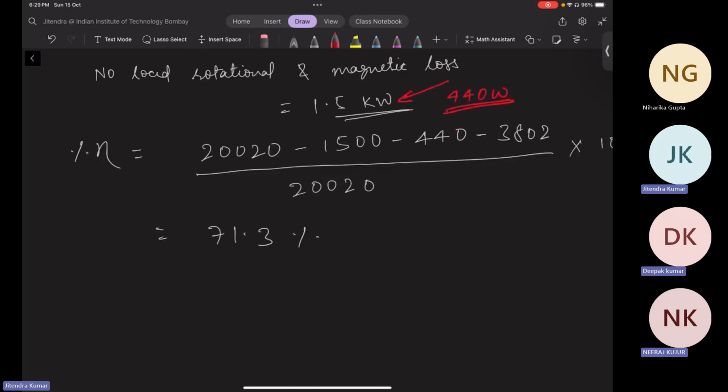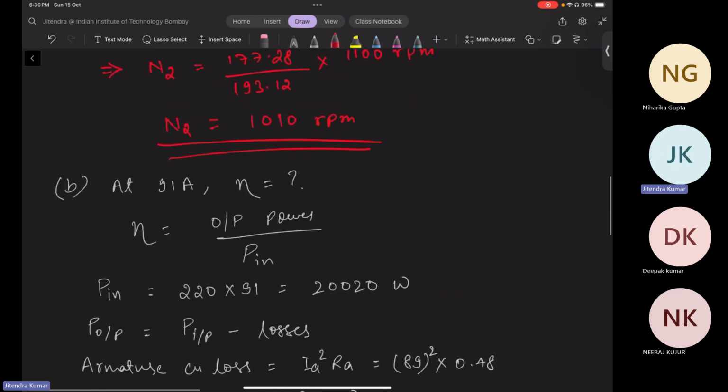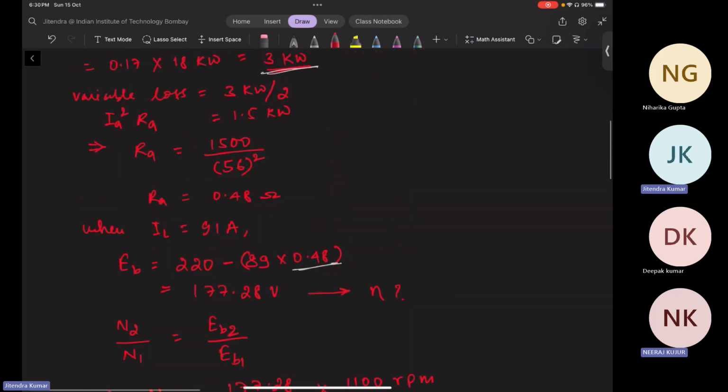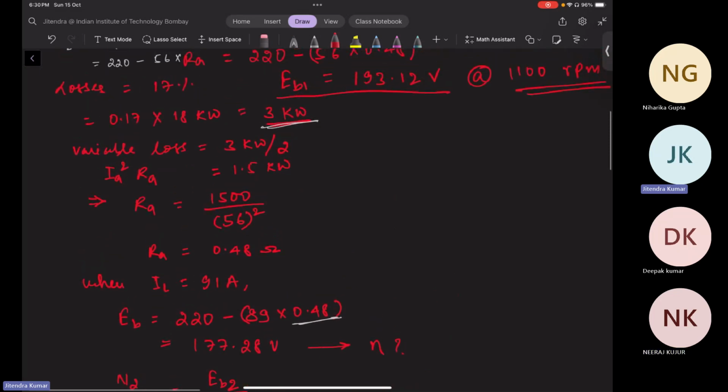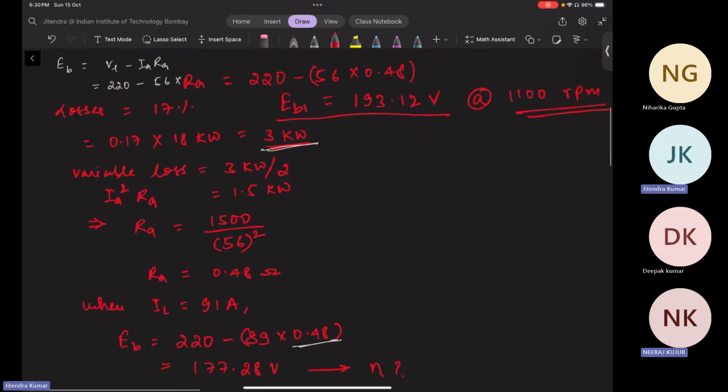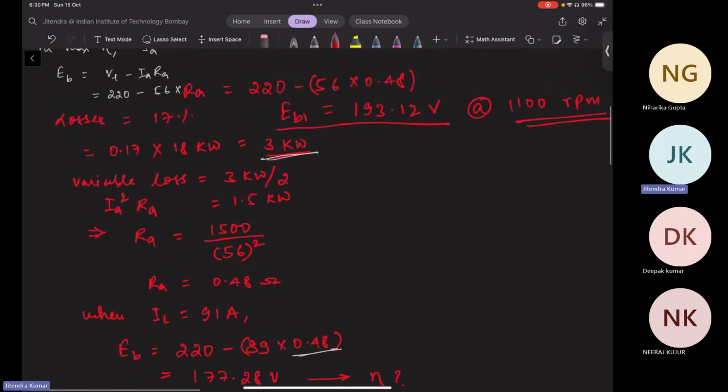Sir, then I think we also have to revise the calculation for RA, and the efficiency calculation will get changed. No, why? Sir, the 17% of that 18 kilowatt will include the field losses too. Yeah, but that 17% will account for total losses at that point. So then first we have to subtract 440 watts from this 3 kilowatt, then we have to divide it by 2.